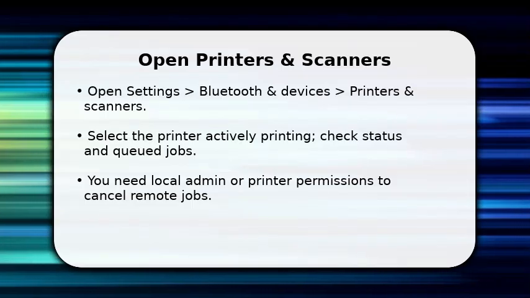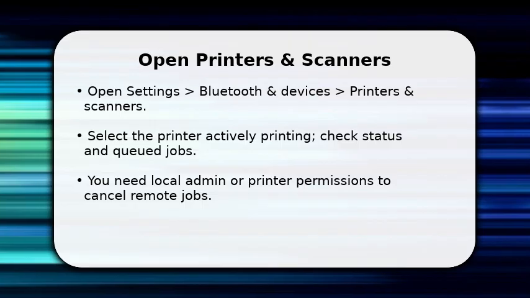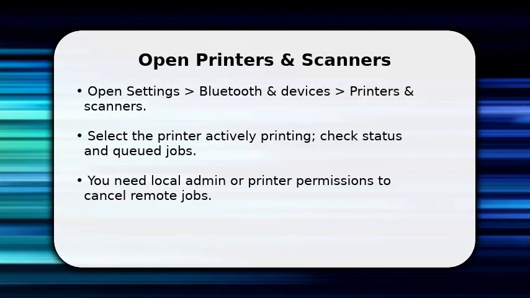You'll start in Side Settings to find the printer queue quickly. Open Settings, go to Bluetooth and Devices, then Printers and Scanners. Select the target printer. Once selected, choose Open Print Queue to view active jobs. This is where cancellations occur.